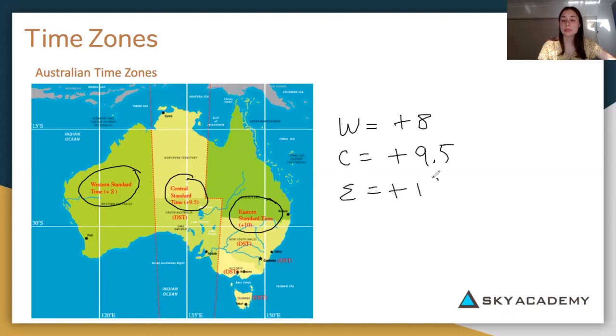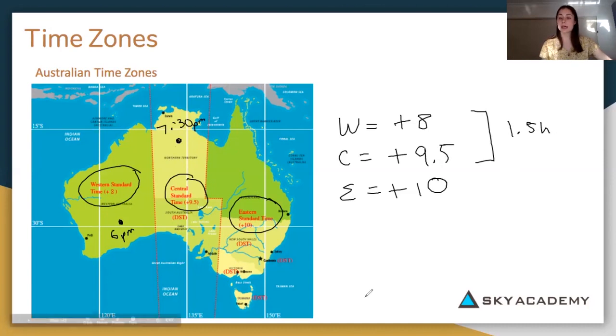So if we are doing a question from Western Australia and it's 6 p.m. in Western Australia, and we want to know what the time is in the Northern Territory when it's 6 p.m. in Western Australia, well, the time difference between these two is 1.5. So 9.5 minus 8 is 1.5 hours difference. And so if it's 6 p.m. in Western Standard Time, we have to add 1.5, so it will be 7:30 p.m. at the Northern Territory.